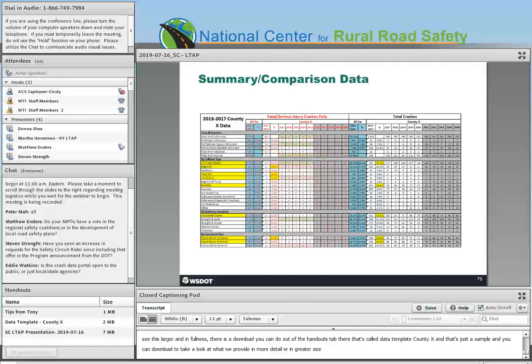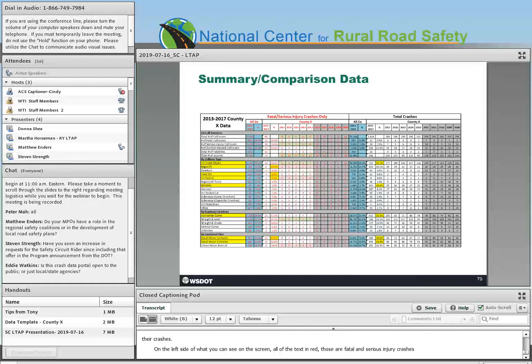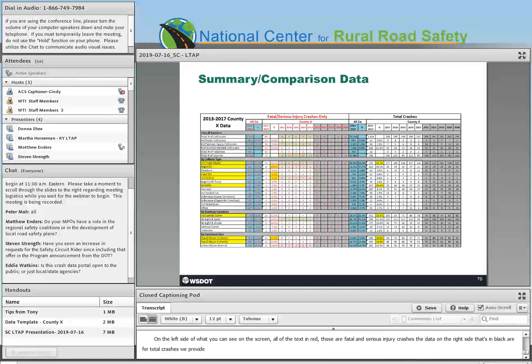When we go through and provide these, we now provide these every 2 years to cities and counties. And what we're doing is providing them a 10-year look at their crashes. On the left side of what you can see on the screen, all the text in red, those are fatal and serious injury crashes. The data on the right side that's in black are for total crashes. We provide both sets in case you're working with agencies that have small data sets, to give them a little bit more expanded look. If they only have a couple fatal or serious crashes, they can see total data as well.